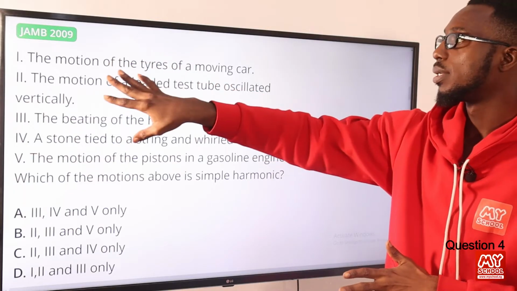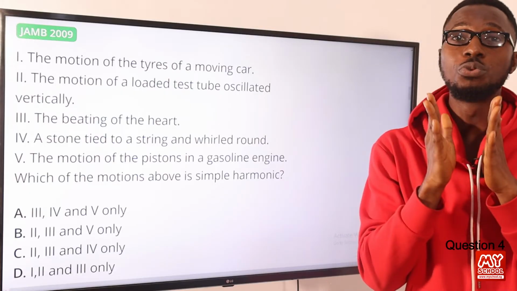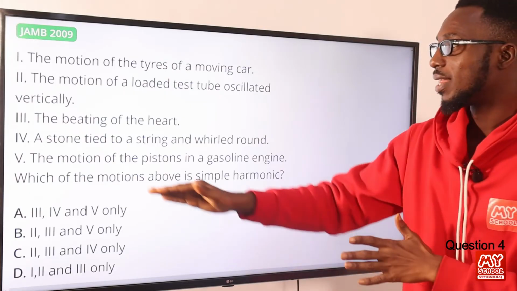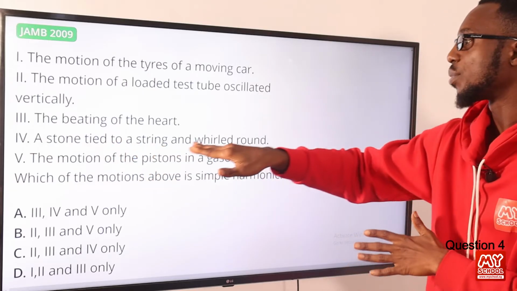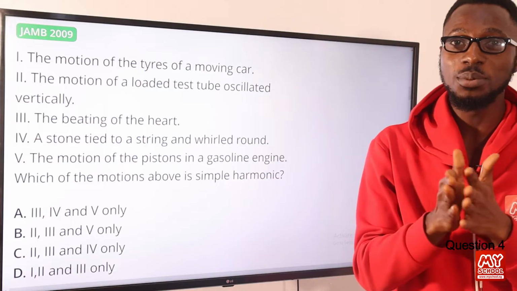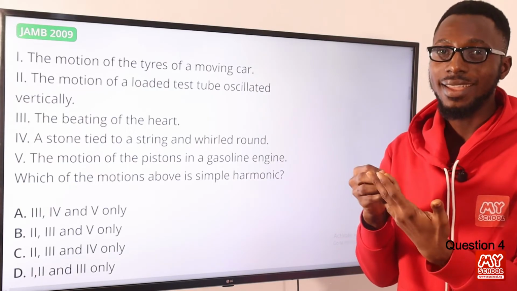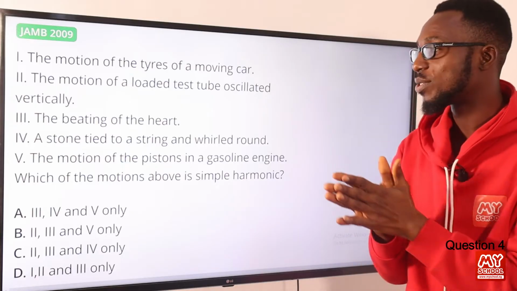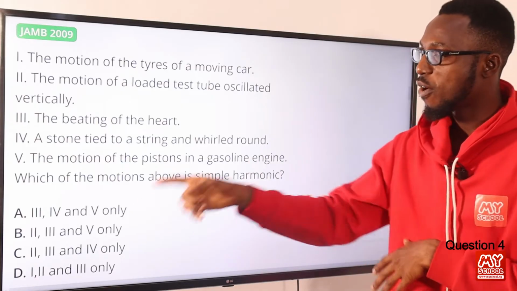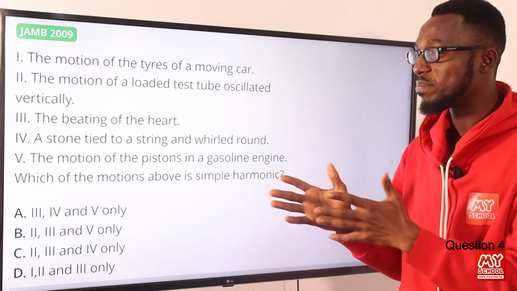I, which is 1, the motion of the tires of a moving car, that can be well presented for rotational motion, okay? Then V, a stone tied to a string and wheeled around, that is for circular motion. So the correct option should contain I, IV, then V. All right, so that is 2, 3, 5. Option B carries this statement. So option B is the right option.